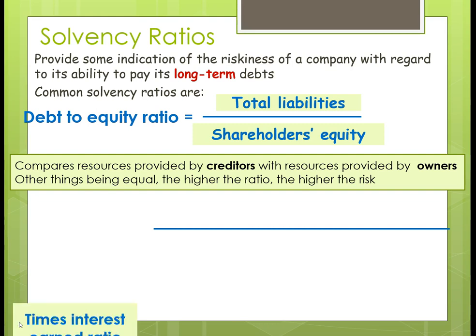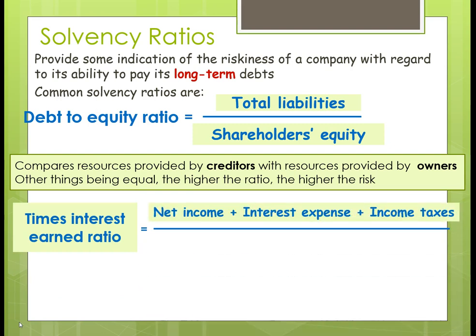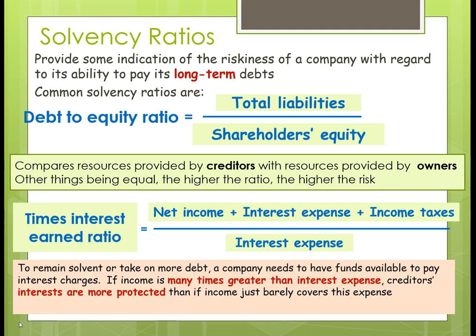The other is our times interest earned. It's net income plus interest expense plus income tax divided by interest expense. To remain solvent or take on more debt, a company needs to have funds available to pay interest charges. It comes as many times greater than interest expense. Creditors' interests are more protected than if income just barely covers this interest expense.